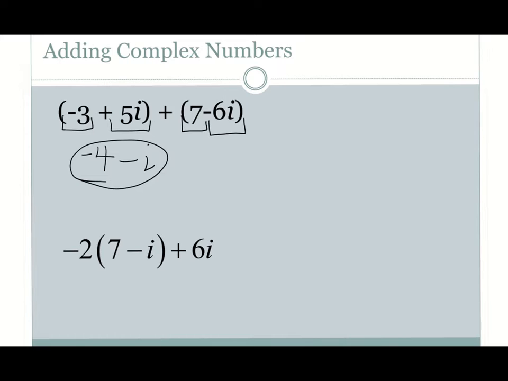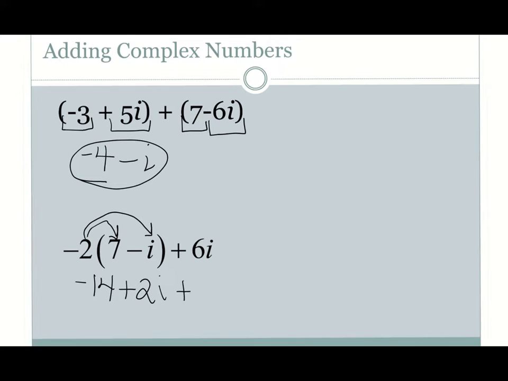So for the second one, we have -2 times the quantity 7 minus i plus 6i. Just like if we were doing this with any numbers, first thing we have to do when we have a number outside parentheses is always distribute that number in. So if I take -2 times 7, I have -14. -2 times a -1i is going to give me a +2i.